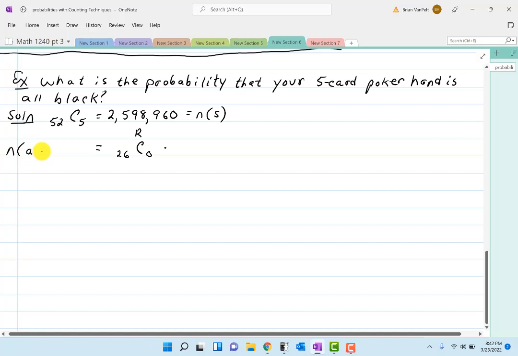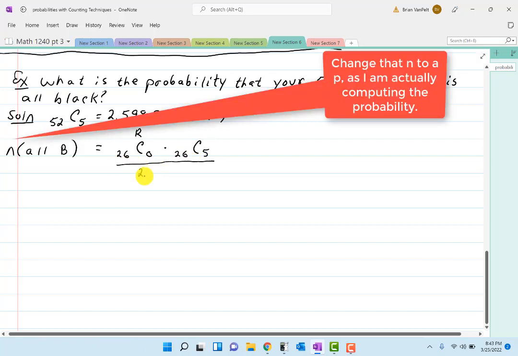I'm going to say all black. Okay, so we want 0 reds out of the 26, and then out of the 26 black ones, we want all 5 of them to be that. And in the denominator, we of course have 52C5.